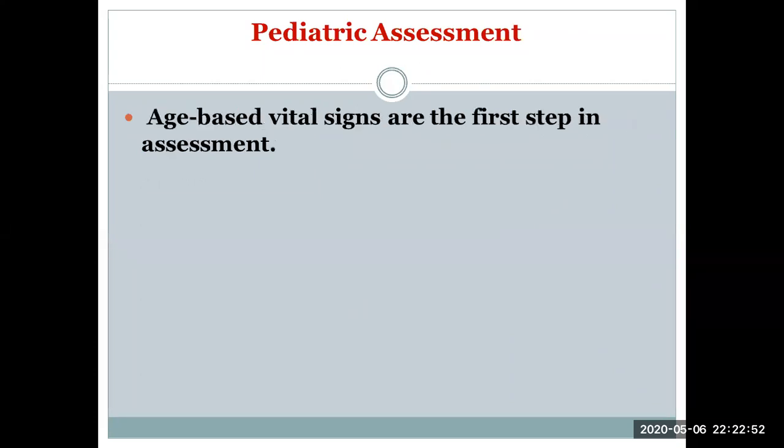The guidelines' cornerstone assessment tool was vitals. So age-based vital signs are the first step in assessment. This is what the book said. But I would say general look. If you have a good general look at the patient, good eyeballing of the patient, whole assessment, that might give you a clue from the first minute you face a patient.